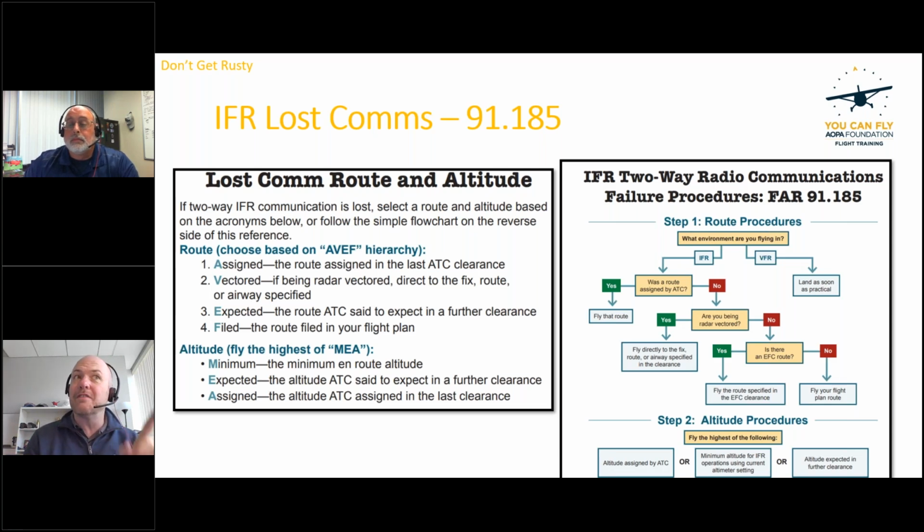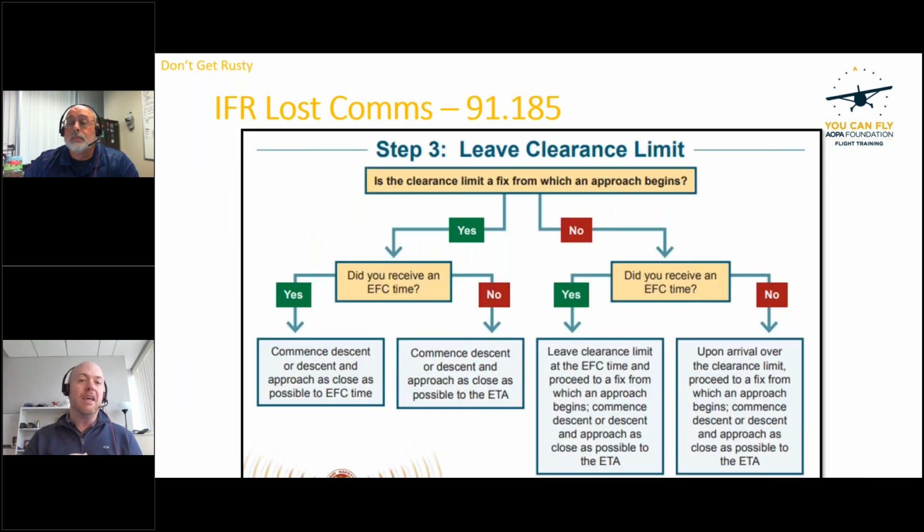But the next one's the one I really wanted to talk about. I put this on for reference. Even if I get out of instrument currency, I can remember the MEA and the AVEF thing, but this is the one that I always forget: when do you leave your clearance limit? I recently did an IPC last year, and somebody showed me this graphical format. I thought, this makes it a lot easier for me to figure this out, especially if I have this printed out or put into my tablet, my electronic flight bag.